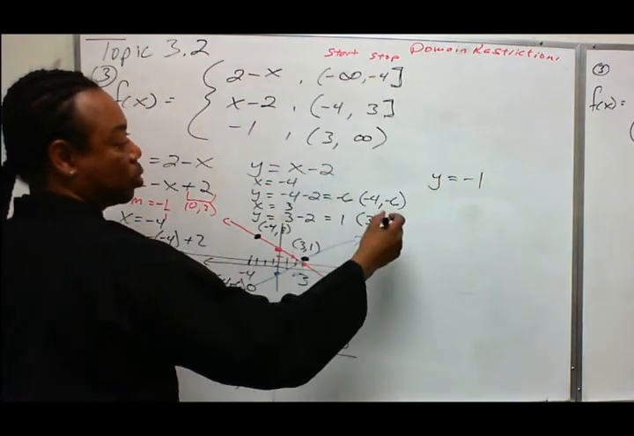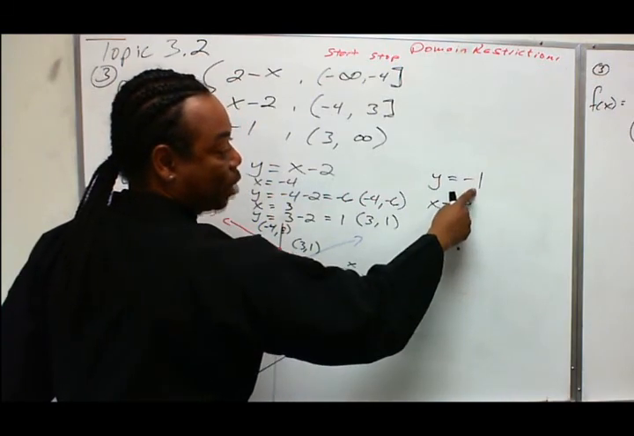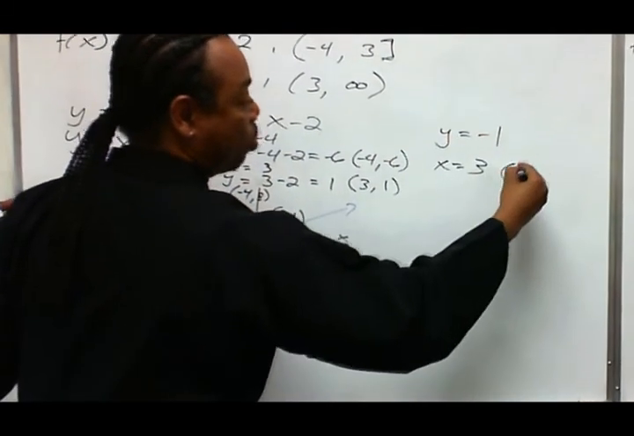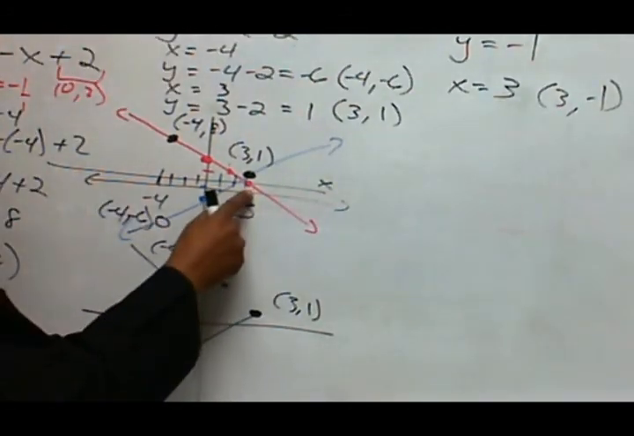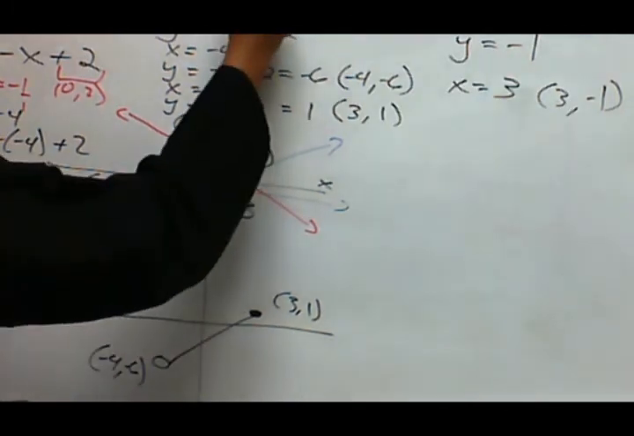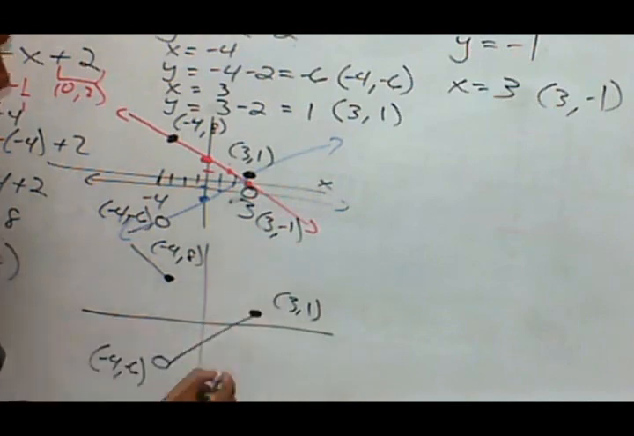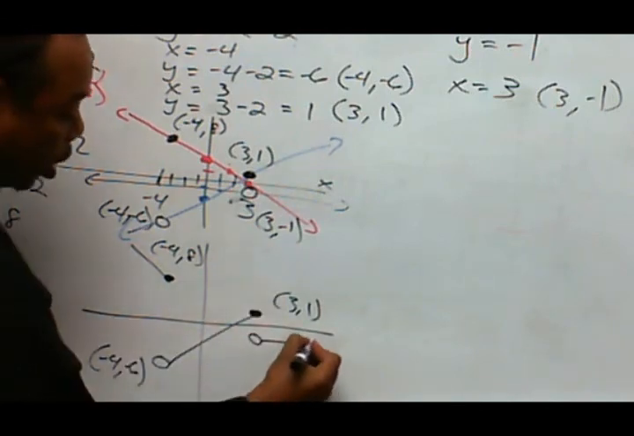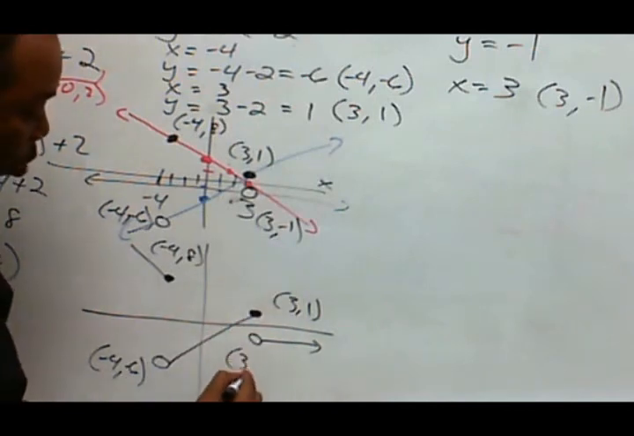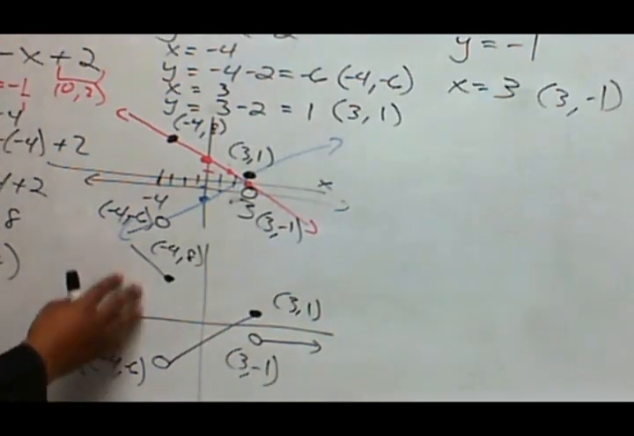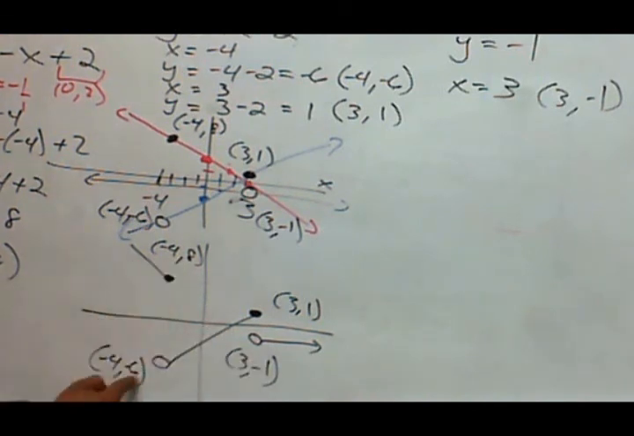And finally, this line right here starts at x equals 3. So if I start at x equals 3, and my line is y equals negative 1, my starting point will be 3, negative 1. So right here, and it'll be open because there's a parenthesis there, open at 3, negative 1. So I'll put an open here, and then keep going to the right forever, infinity. And that point is 3, negative 1. And this is my piecewise graph with the 3 pieces, and they're all labeled.